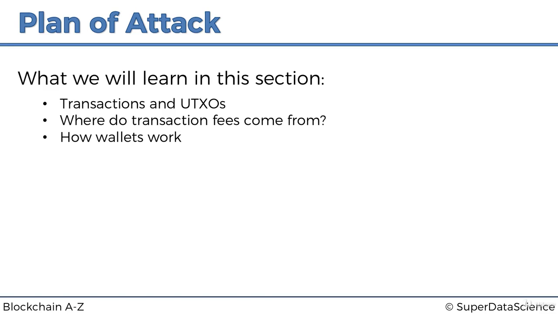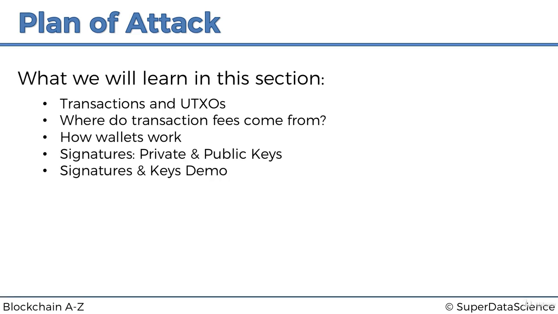The next tutorial is how wallets work. We'll discuss how a wallet works when you set up a wallet for a cryptocurrency. Then we'll talk about signatures, private and public keys. We'll dive into how privacy works in terms of transactions on a blockchain. And we'll even have a demo with a tool, which you can find on our tools website, where we'll actually see how these keys are generated and how they work together.